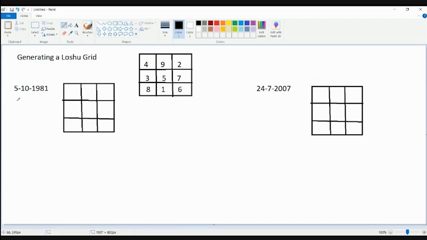5/10/1981. So you already know the driver in this case will be the date reduced to single digit. Here it is already 5, a single digit, so the driver is 5. Conductor will be when you add all the numbers. 5 plus 1 is 6. 6 plus 1 is 7. 7 plus 9, 16. 16 plus 8 is 24. 24 plus 1 is 25. So 25, 2 plus 5 gives the value 7.